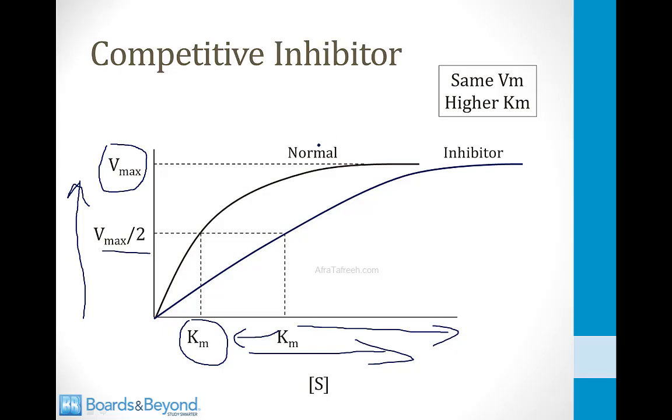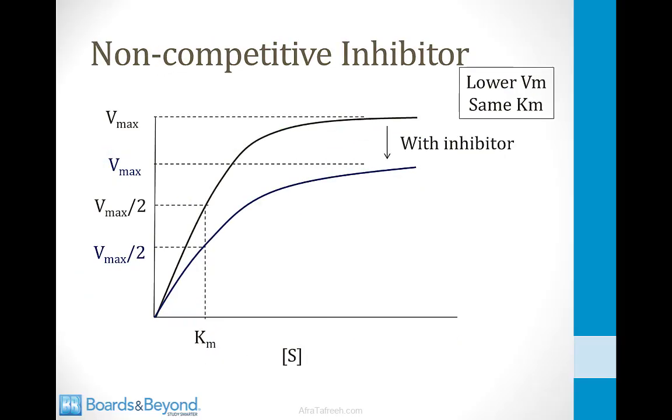What this means is that when you add a competitive inhibitor, the Vmax does not change, just like I've shown on the screen here. However, because of the presence of the competitive inhibitor, the K sub m is shifted to the right, as I've shown here, going from this point on the normal curve to this point on the inhibitor curve. What that means is that in the presence of a competitive inhibitor, the Vmax remains the same, but the Km becomes higher. Now let's talk about what happens when you add a non-competitive inhibitor.